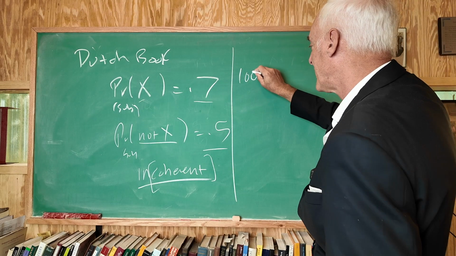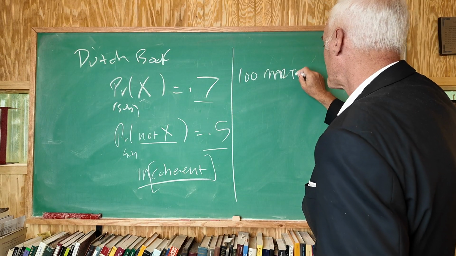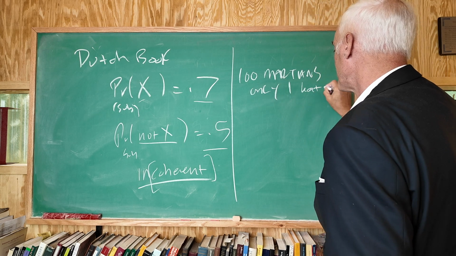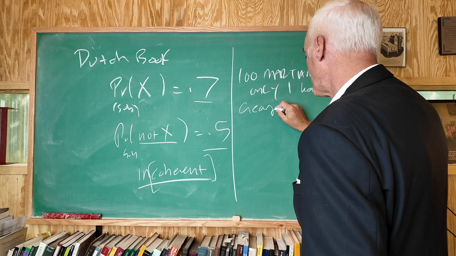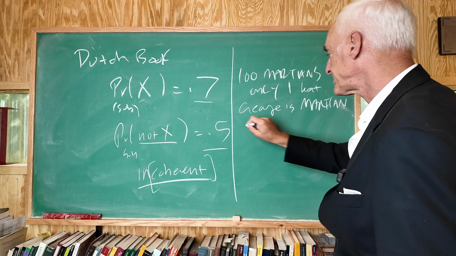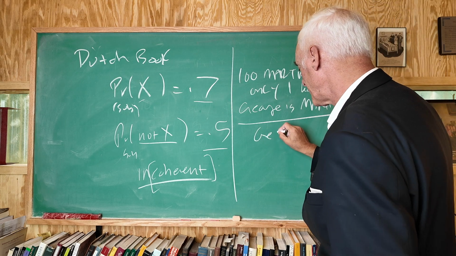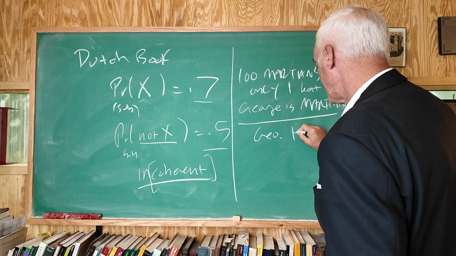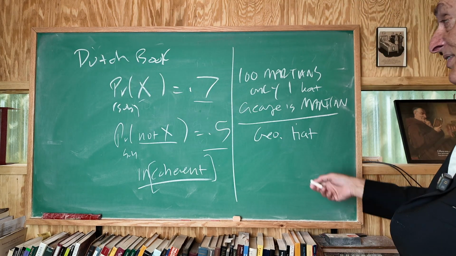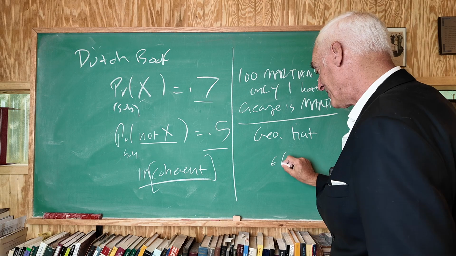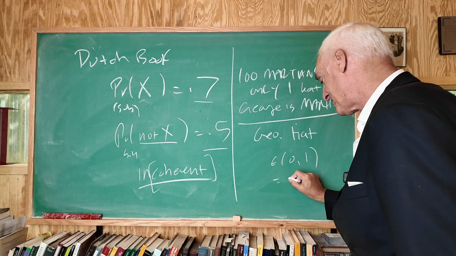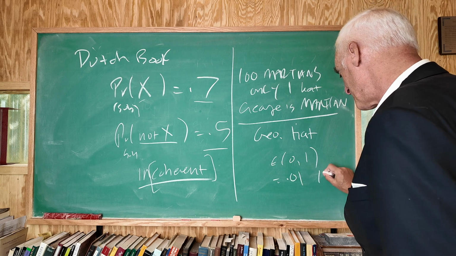So I suppose I have 100 Martians and only one wears a hat. And George is a Martian. Now, what's the probability that George wears a hat? Subjective probability, a probabilist can say any number in 0, 1. A logical probabilist has to say 0.01 or 1%, whichever you like.